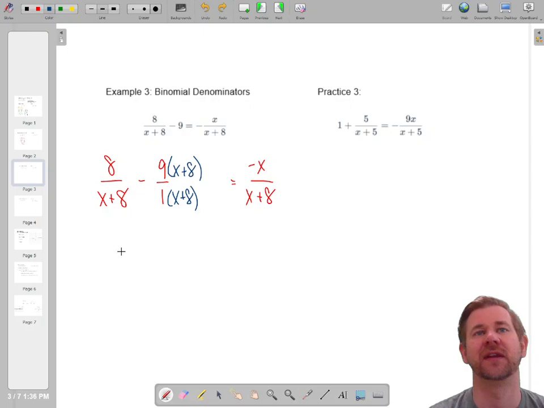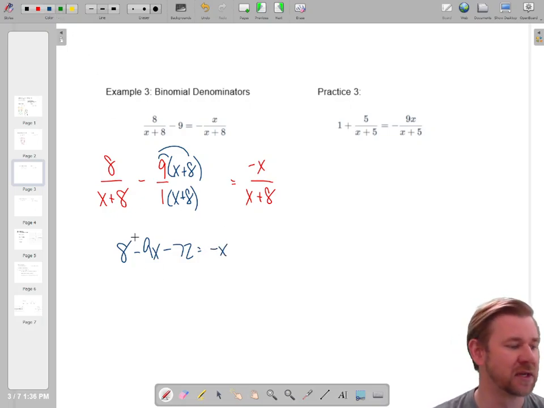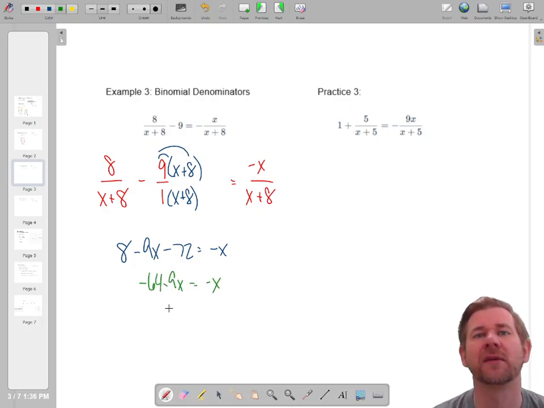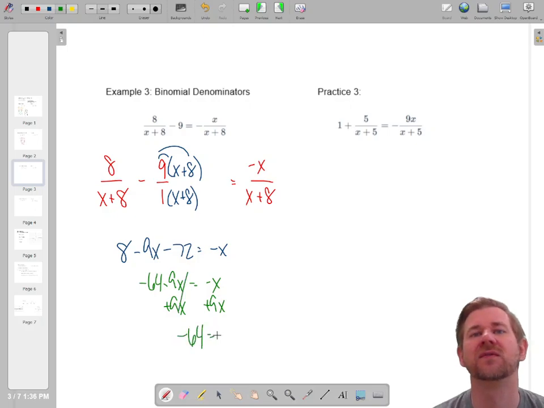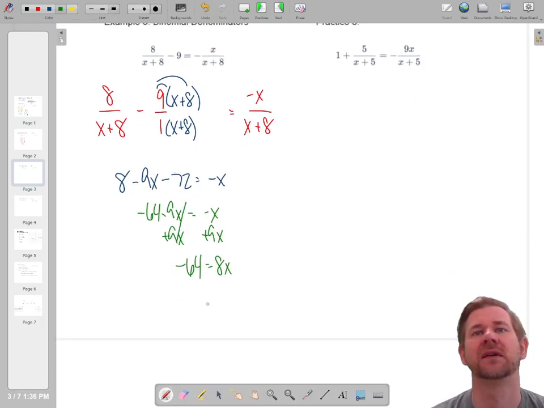So in the top, I have an 8 minus 9x minus 8 times 9 is 72 equals negative x. And I'm going to combine some like terms. Let's see. I got 8 minus 9x minus, so 8 minus 72, that's negative 64. And then I'll get all my x's on one side. Negative 64 equals 8x. And then last thing I'll do, divide both sides by 8.